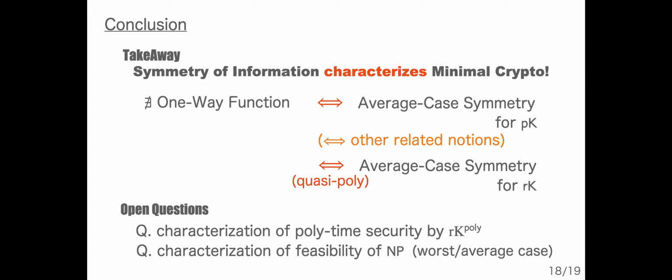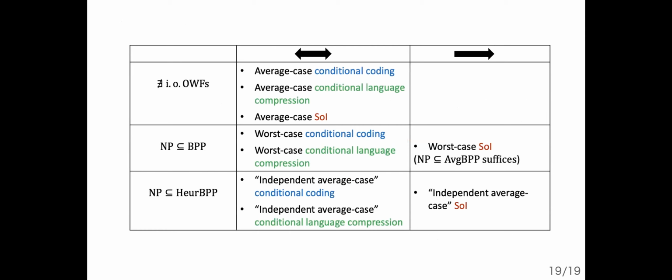In the original paper, we have some partial progress and characterize them by using, for instance, conditional coding. But currently, whether some strong symmetry is sufficient to solve every NP is open, both in worst and average cases.